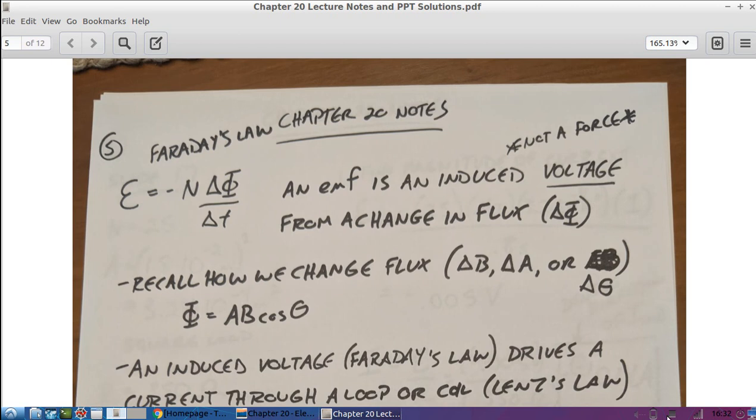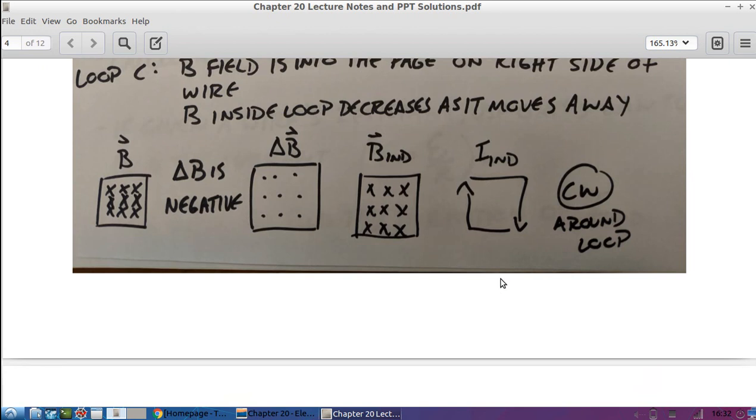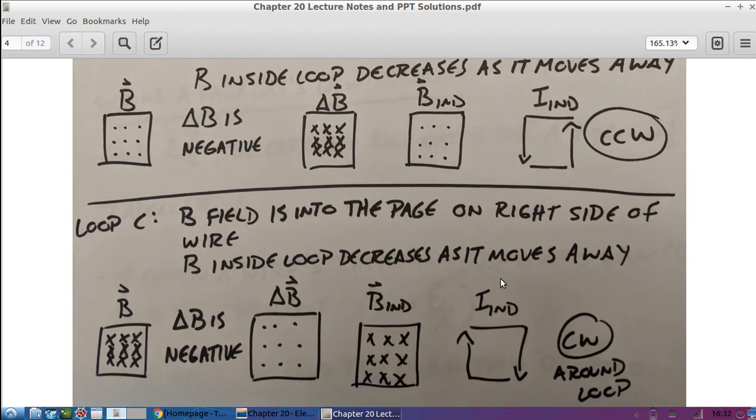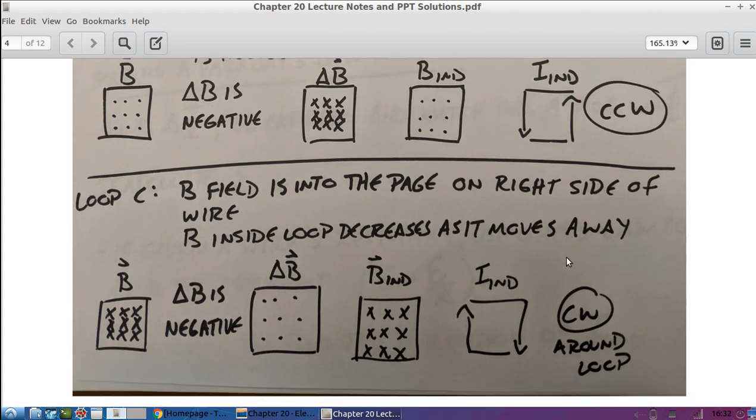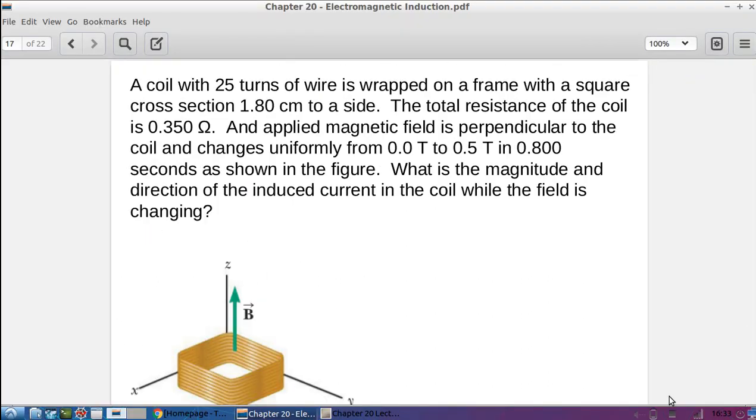Okay, so I'm going to pause here real quick, because that's some pretty heavy stuff. So let you go through those examples. You can try and find some of your web assigned problems on Lenz's law, finding the direction of the induced current. Go ahead and practice those. I'll get this video uploaded, and we'll finish with Faraday's law, and we'll do more problems like this.